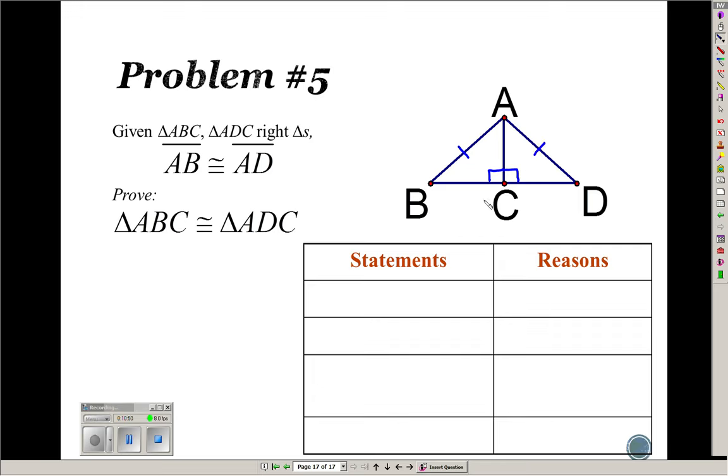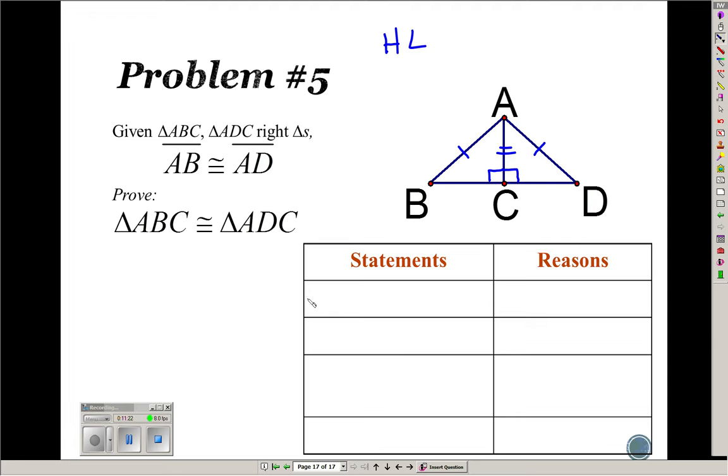Since these are right triangles, I'm going to want to have HL at the front of my mind. Because anytime you have right triangles, you can always prove that those are congruent because of hypotenuse leg. Well, I already have the hypotenuses. And then, is there a pair of congruent legs? Well, they share that side right there. And that side is a leg on both triangles. So I can already see where this proof is going.